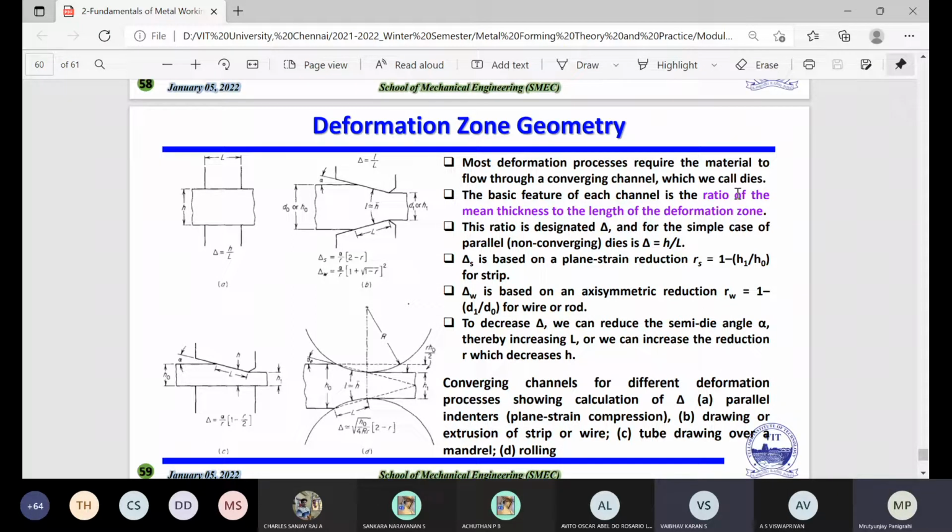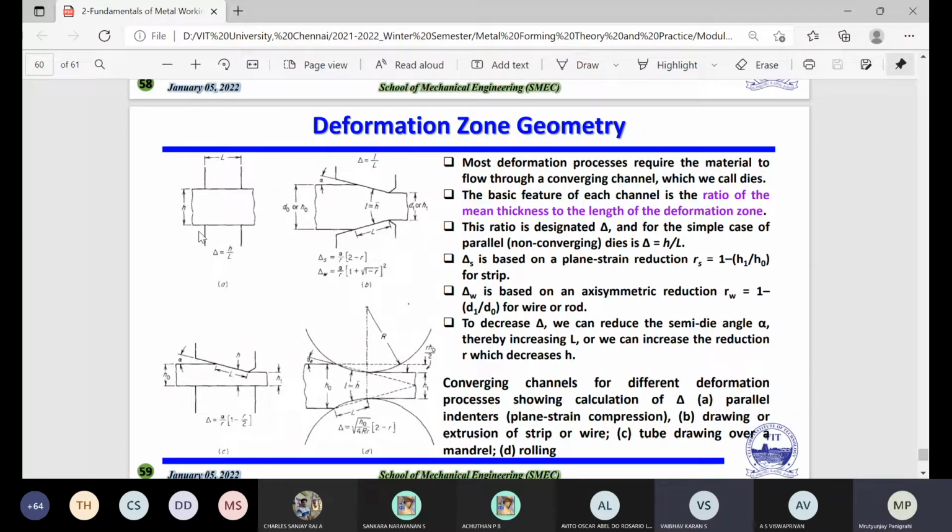Okay, so if I take this sample, let's say, this is your billet or raw material, and these are two dies. You are pressing here, and the basic feature of each channel is the ratio of the mean edge to the length of the deformation zone. Last time I told you about the undeformed zone and the deformation zone, the part going towards the deformed state, which is known as the deformation zone.